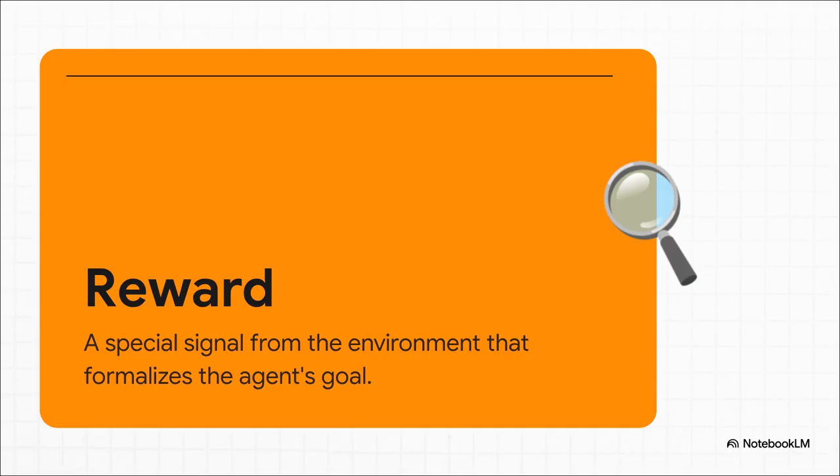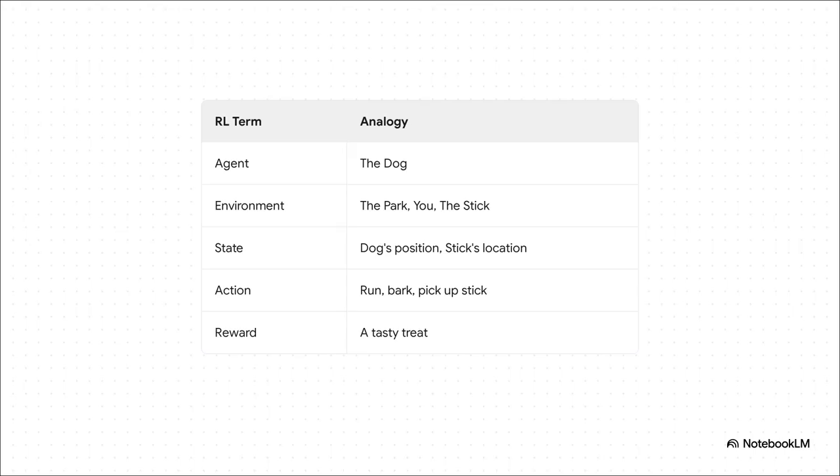Now, this next piece is absolutely 100% key to this whole thing. It's the reward. The reward is the feedback from the environment. It's a simple signal, usually just a number, that tells the agent if it's doing a good job or a bad job. So when the dog brings the stick back, you give it a treat. Bam! That's a big positive reward. That tells the dog, yes, do that again. But if the dog just sits there, no treat. That's also a kind of feedback, right? It tells the dog, that action didn't really get me anywhere.